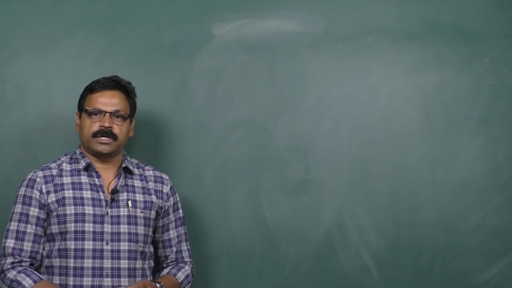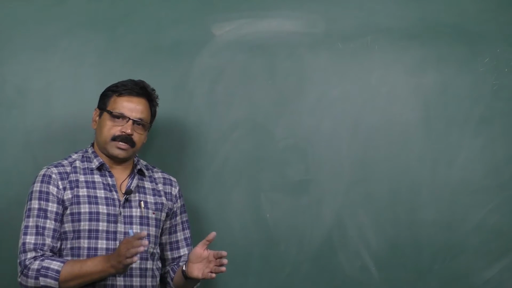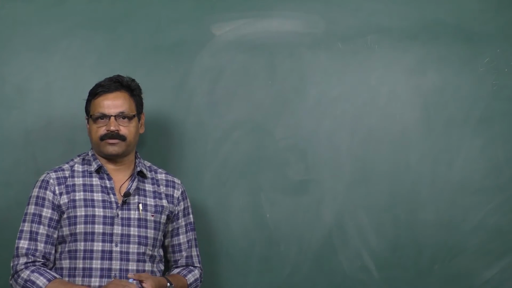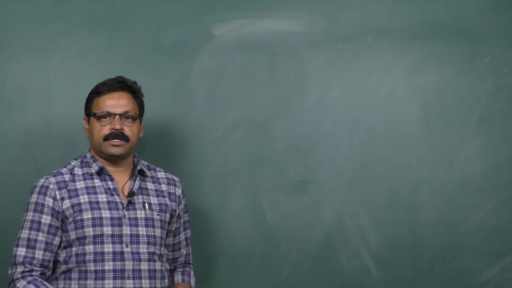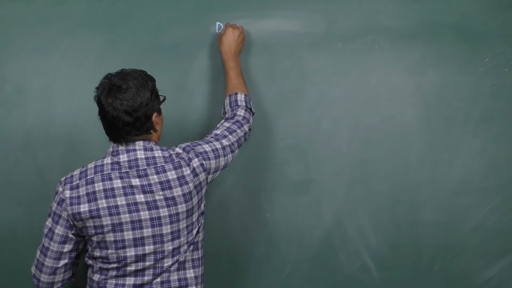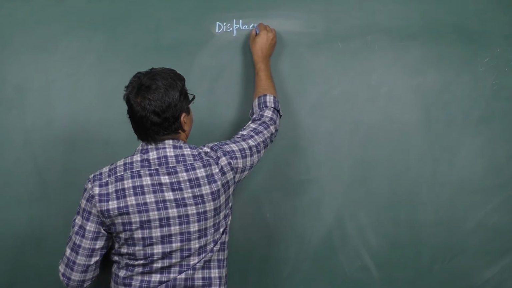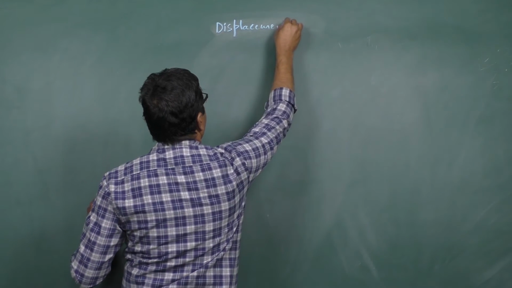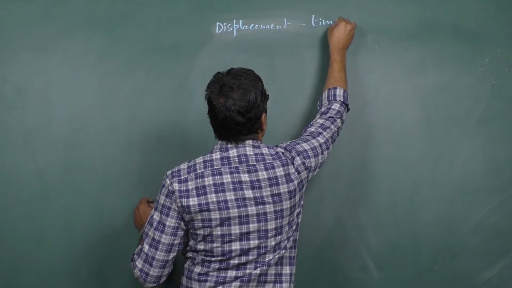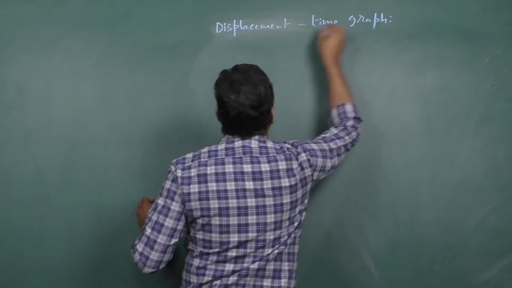Now we are going to look at various graphs like the displacement versus time graph, velocity versus time graph, and acceleration versus time graph. So here first of all we look at the graphs with reference to the displacement taken on y-axis, displacement versus time. We call it the displacement time graph.